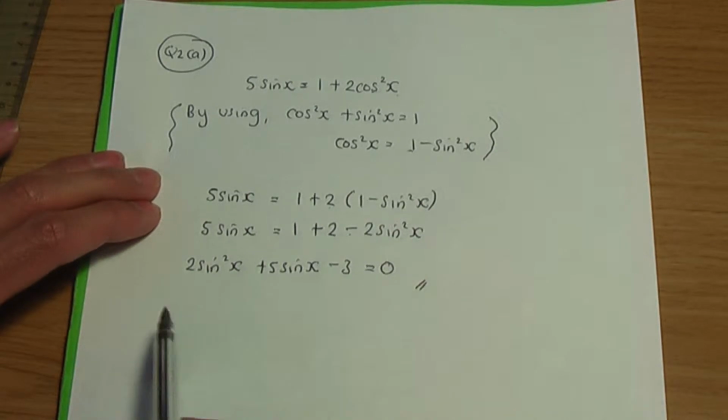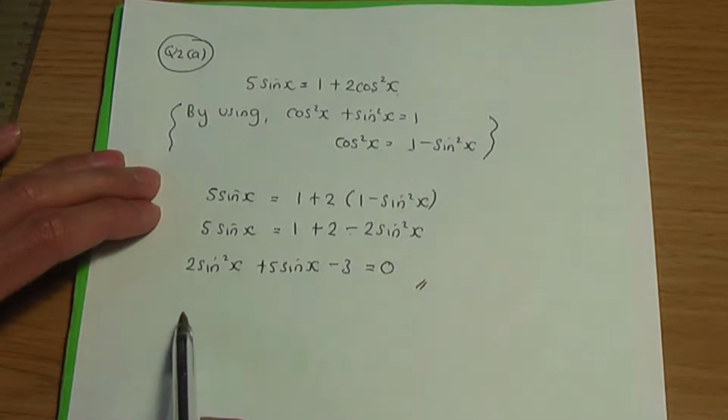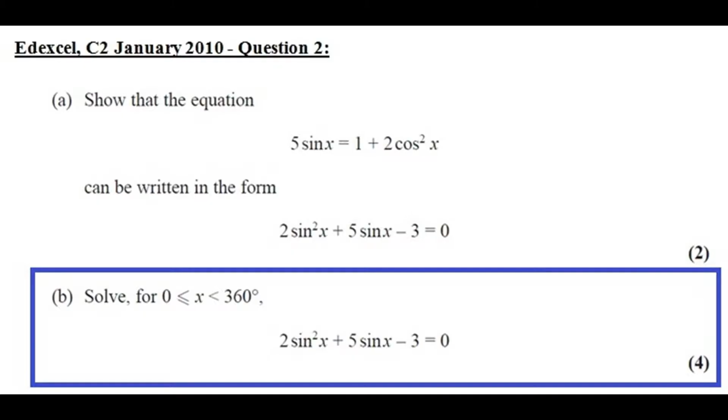So that is the very equation that we need to show. So that's the idea of 2 part A. Let's go back to the question. So for part B, we need to solve the quadratic that we've shown, 2 sine squared x plus 5 sine x minus 3 is equal to 0, and we need to find all of the angles x between 0 and 360 inclusive. So let's get back to the paper and pen.